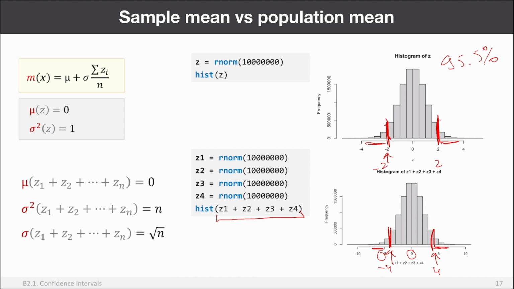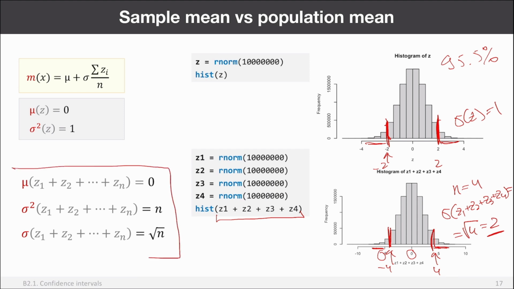Why is it twice larger? Because in this case, n is equal to 4, and it means that the standard deviation of z1 plus z2 plus z3 plus z4 will be the square root of 4, which is 2. Remember, here the standard deviation is 1, right? So the standard deviation is twice larger, and therefore the interval between plus minus 2 standard deviations is also twice larger. So that's another kind of evidence, not a strong mathematical proof of course, but evidence based on computer simulations that what we derived so far is correct.